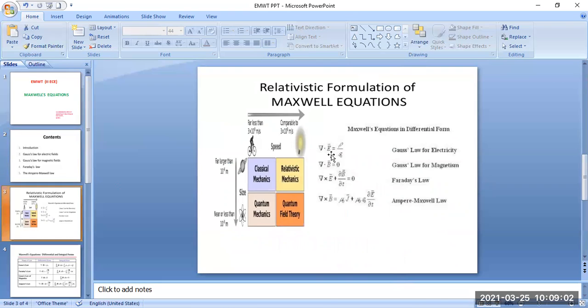So del dot D bar is equal to rho V. This can also be written as del dot E bar is equal to rho V by epsilon naught. And also del dot B bar is equal to 0. It is Gauss law for magnetism.